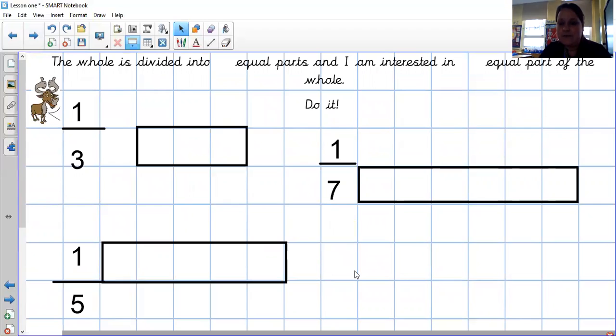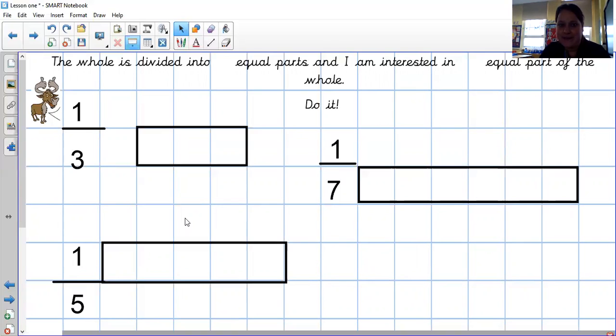Okay, so now we've got some do-it tasks for you to complete independently. So we've got 1/3, 1/5, and 1/7. So in your exercise books, please can you have a go at representing these unit fractions? And we know they're unit fractions because our numerator is 1. So you might want to pause the video and have a go at that now.